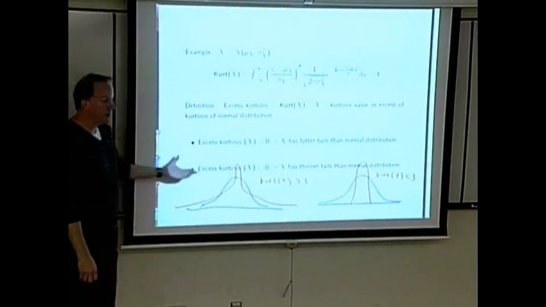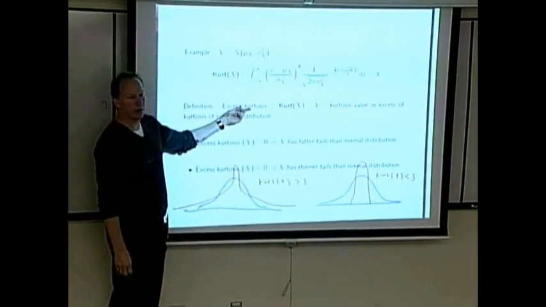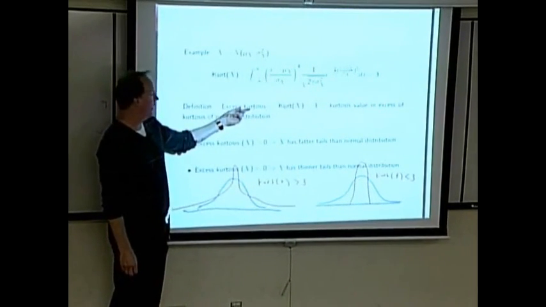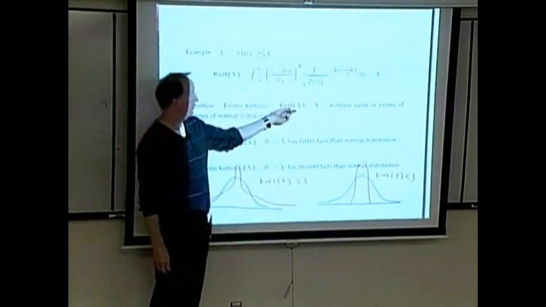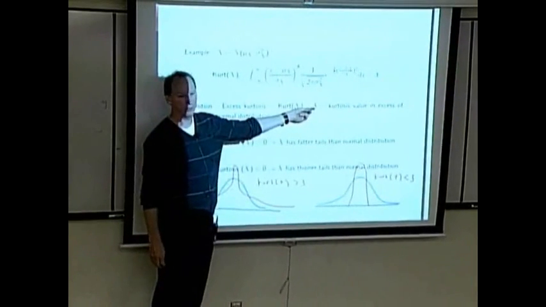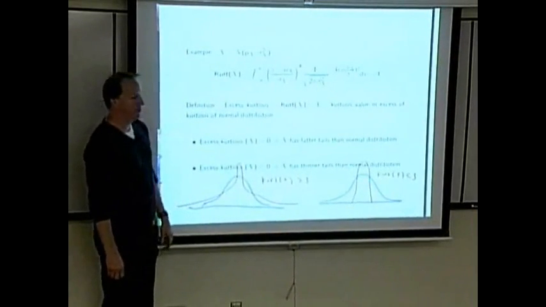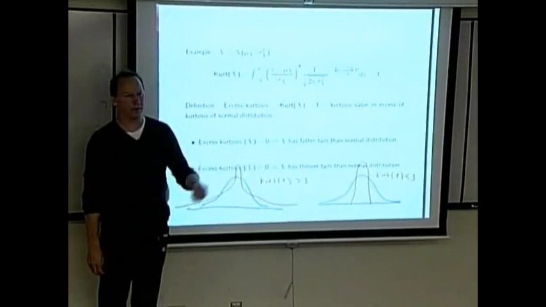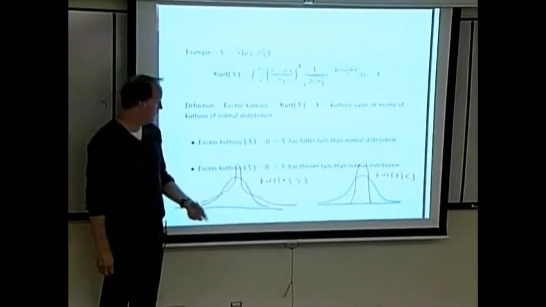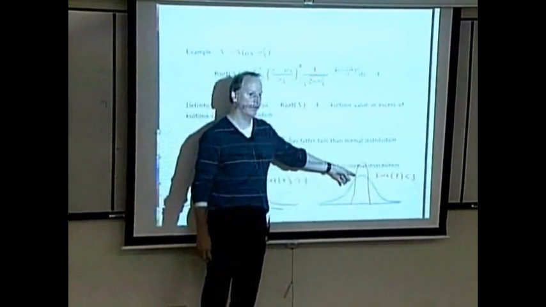Because the normal is the benchmark, very often when kurtosis is reported, what's being reported is actually something called excess kurtosis. Excess kurtosis is the kurtosis of the random variable minus the kurtosis of a normal, which is 3. So if excess kurtosis is 0, then you have the same kurtosis as a normal. If excess kurtosis is positive, then you're in this case. And if excess kurtosis is negative, then you're in this case.